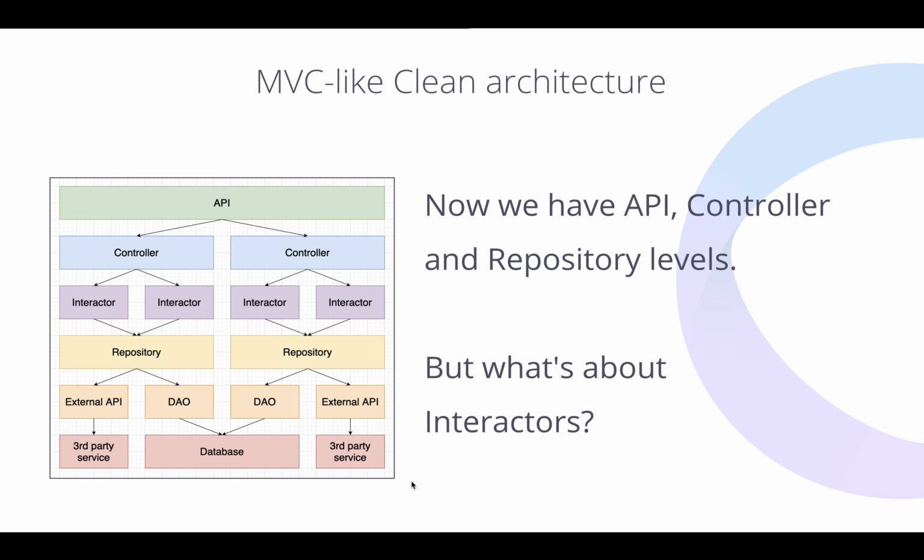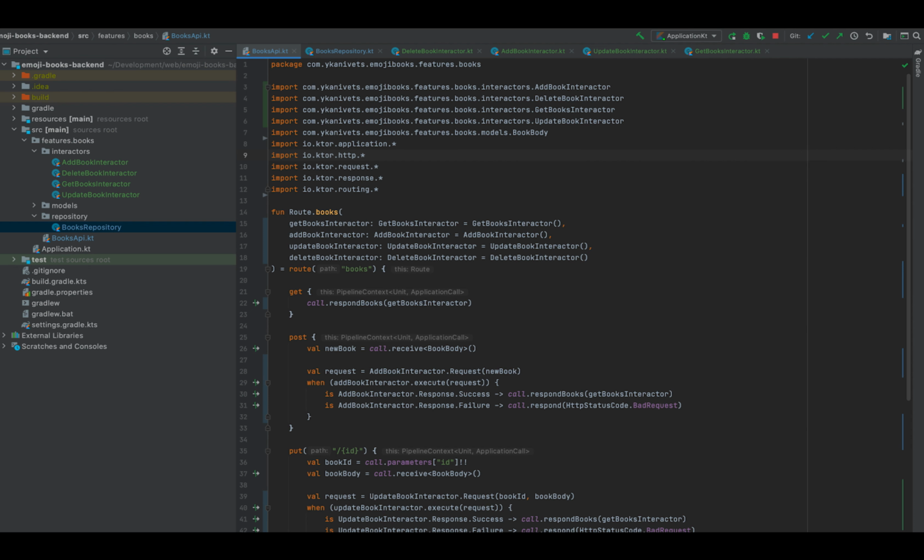Now we have API, controller, and repository levels. But what about interactors, which should be between them? In interactors, we put business logic. That's kind of use cases.